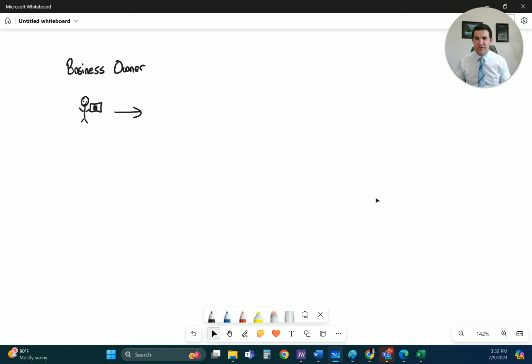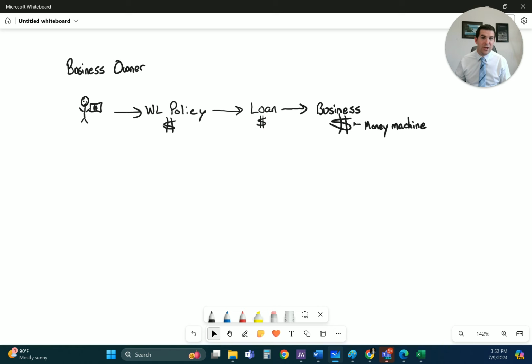So here we go. He's got some money and wants to put it into a whole life insurance policy because that's going to grow for him and he can access it for his business. How he plans on accessing it is specifically through policy loans. So he's going to take money from his policy through a loan and then put it back into his business, which is his money machine.